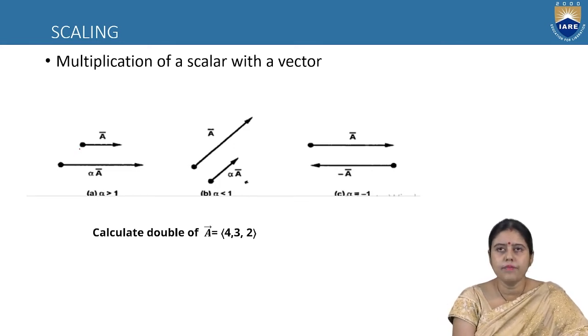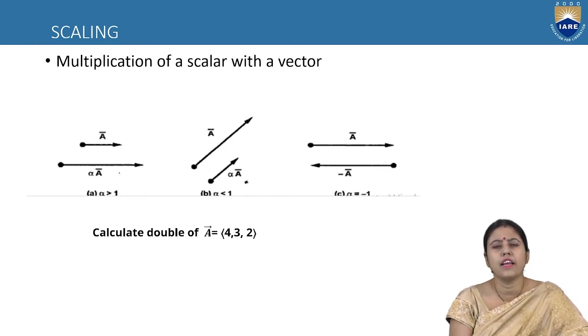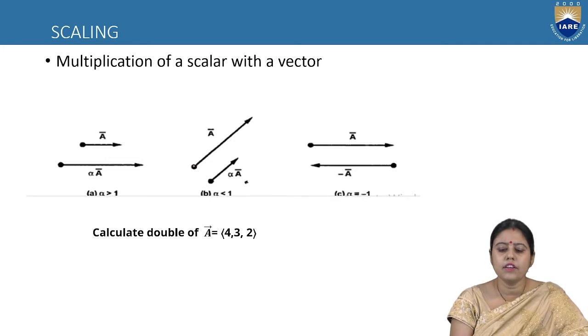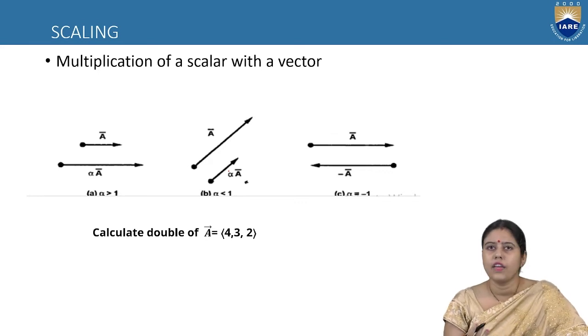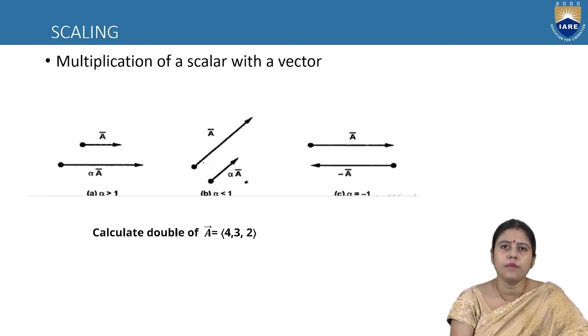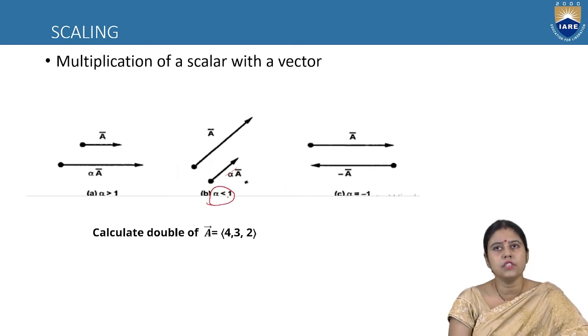So you can see the first one is the A vector and we have multiplied it with alpha. Alpha means some scalar quantity. You can see also this is a vector A. We are multiplying it because we want to decrease it. Decrease means we are doing some multiplication with a value less than 1.